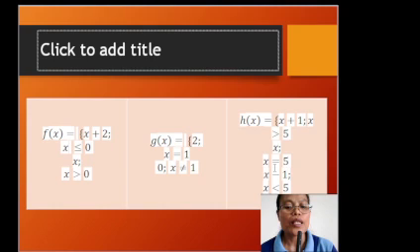So with these given functions, there are multiple sub-functions. These are called piecewise functions. Consider this real-life situation.